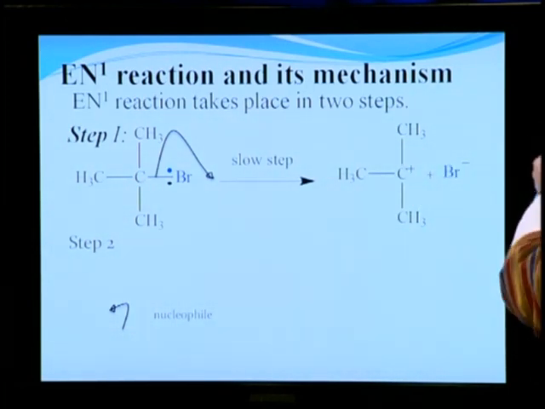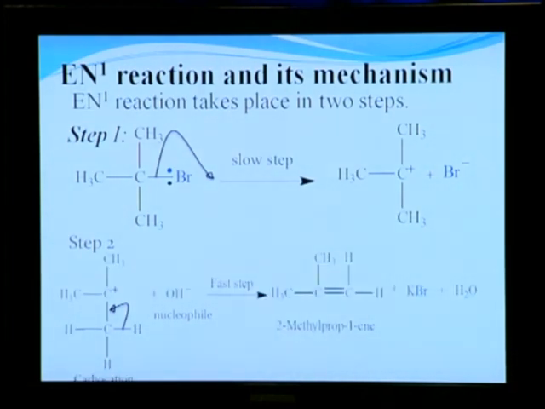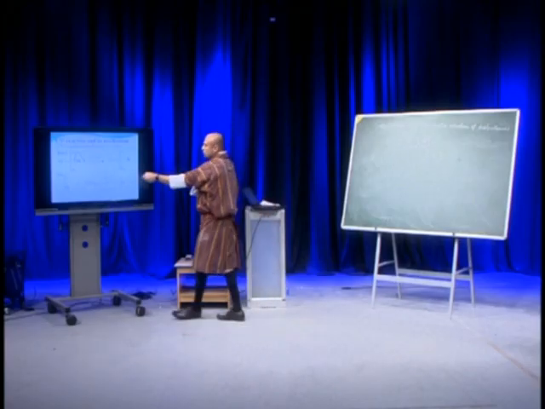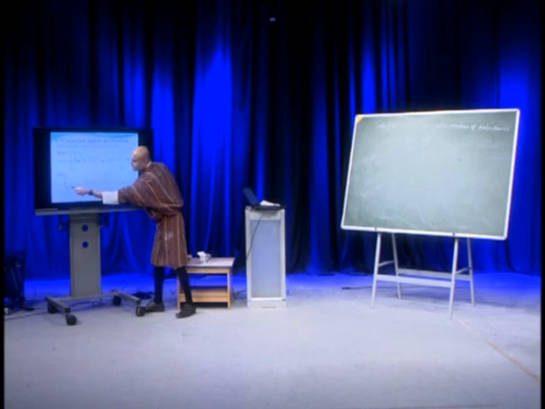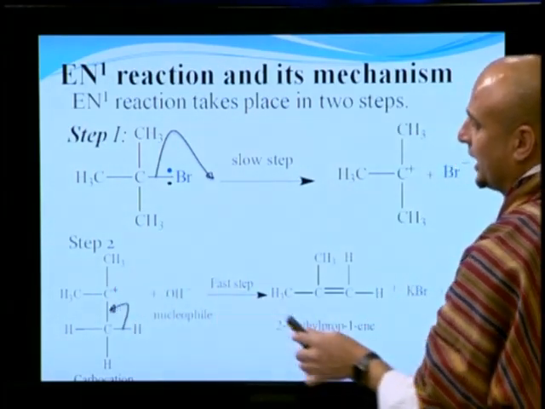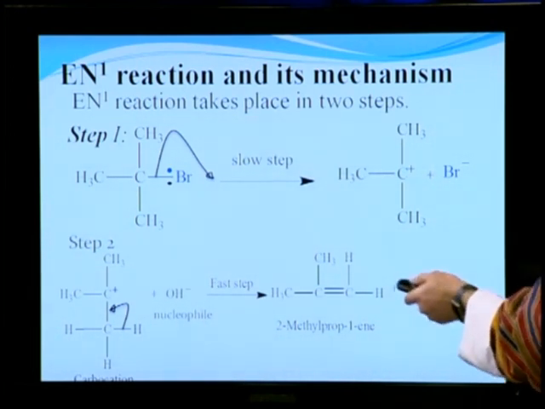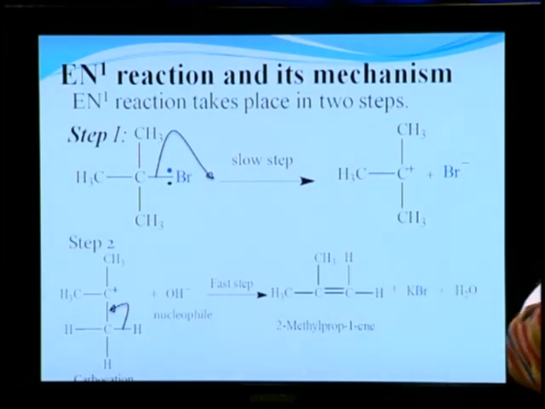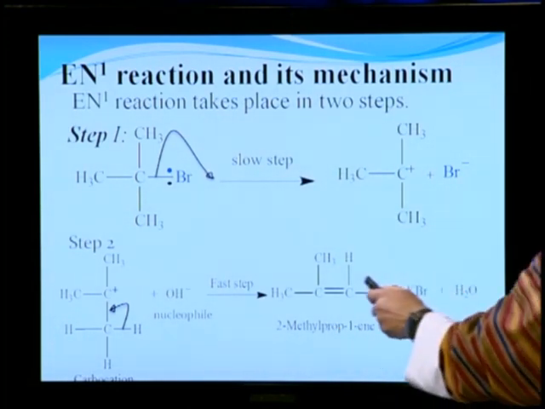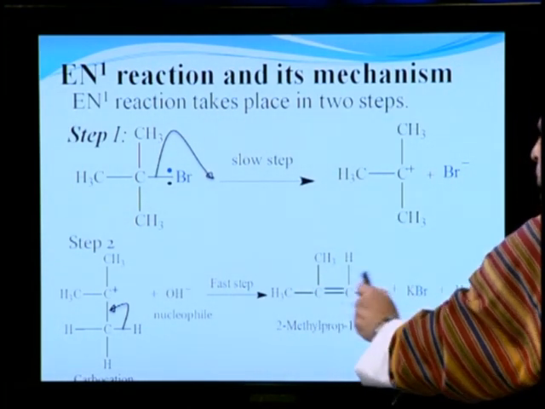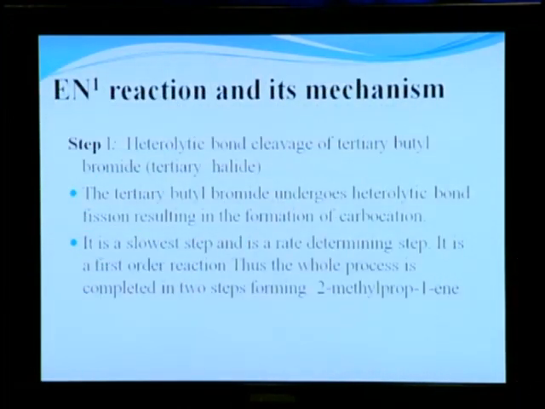This happens in the first step. Now, in the second step, the incoming nucleophile will take this proton and this bond will go inside, resulting in the formation of a double bond. So now you can say that it results in the formation of 2-methylprop-1-ene. So that was the E1 reaction and its mechanism.